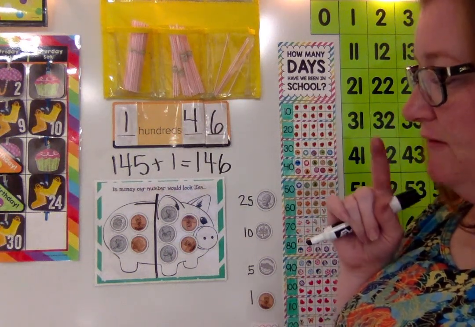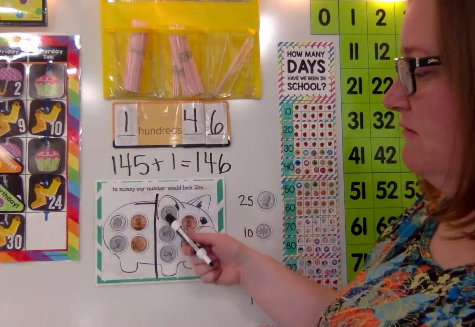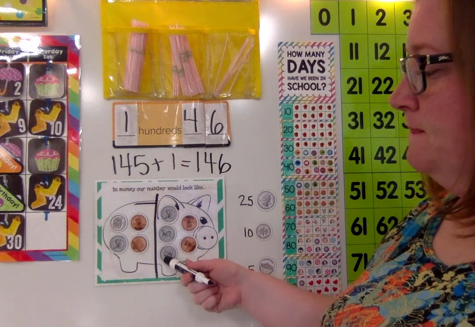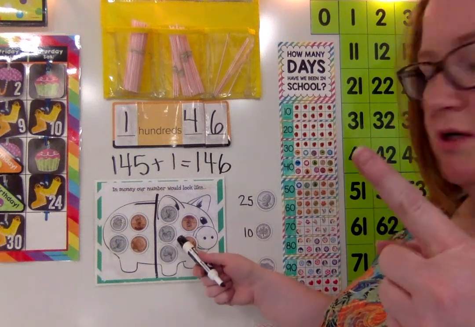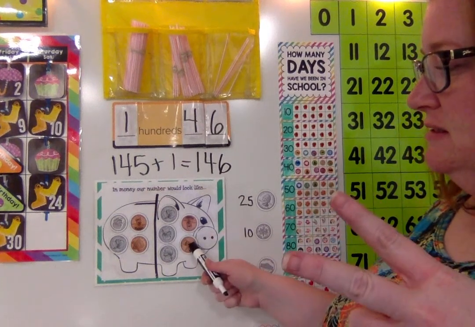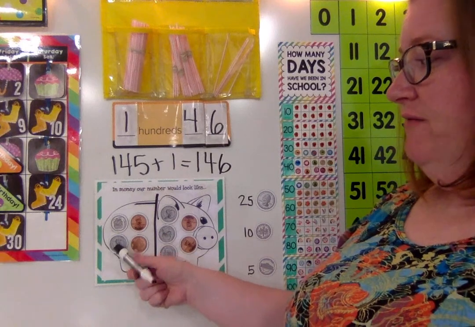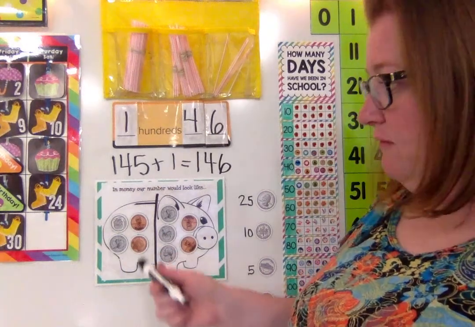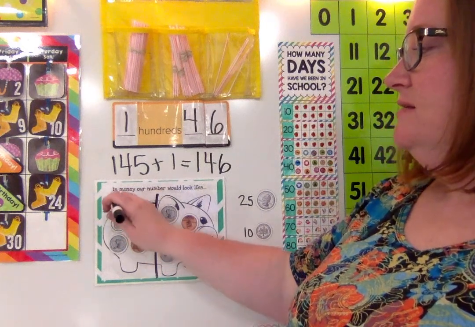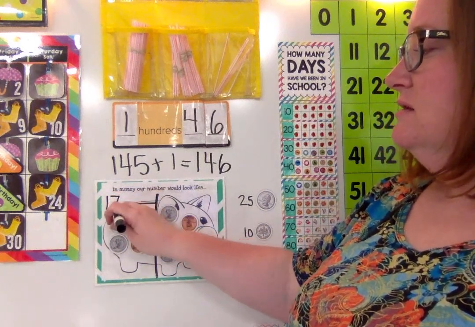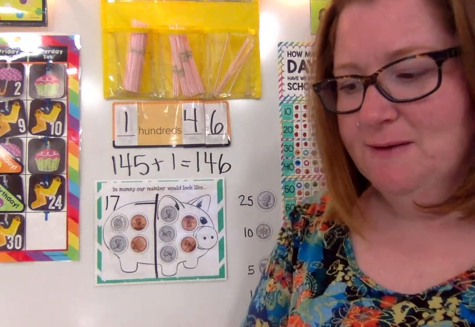Let's see. If I remember counting by 5s, I could say 5, 10, 15. Then I have to count 1 more. 16, 17. Does that work this way? 10 and 5. Well, that's like 15. Yeah. 16, 17. So this is 2 ways that show 17 cents in our piggy bank today.